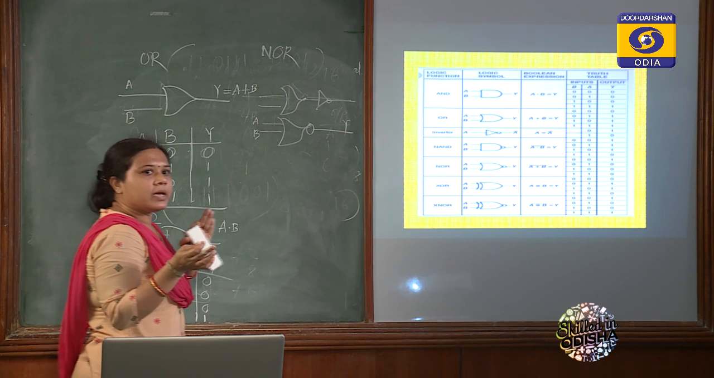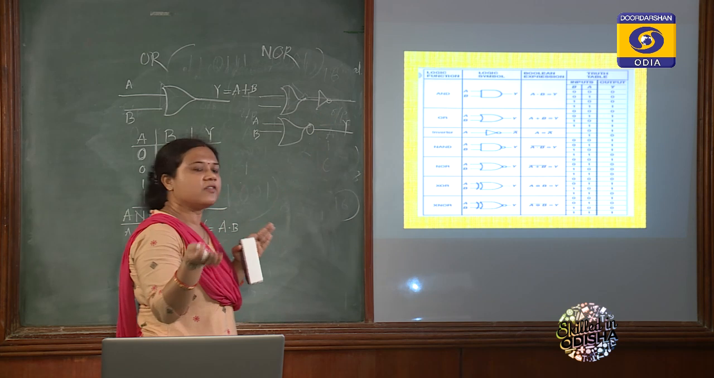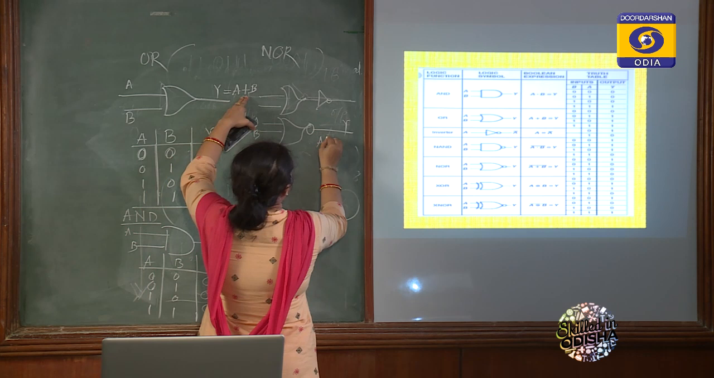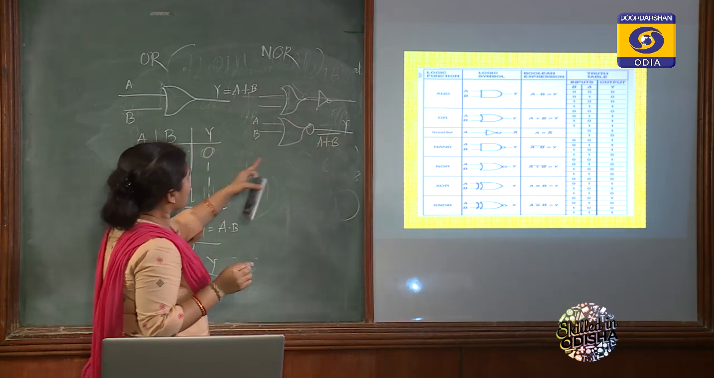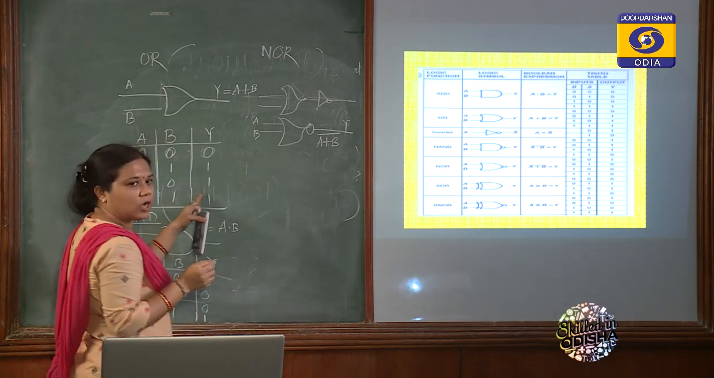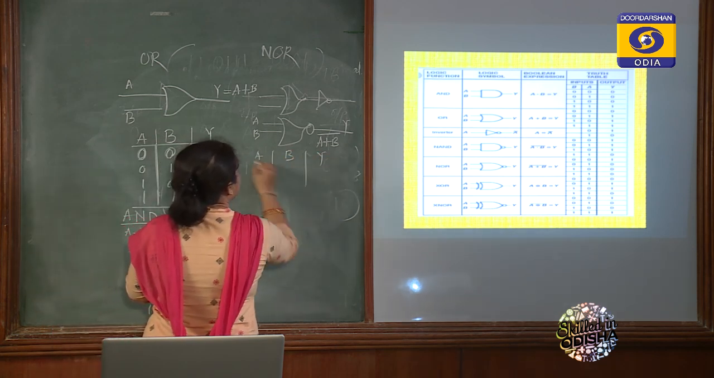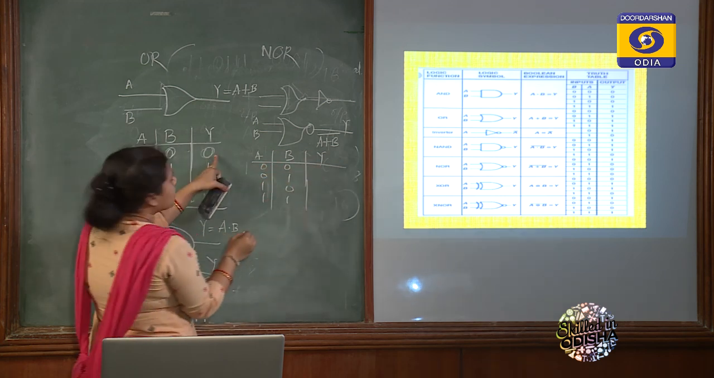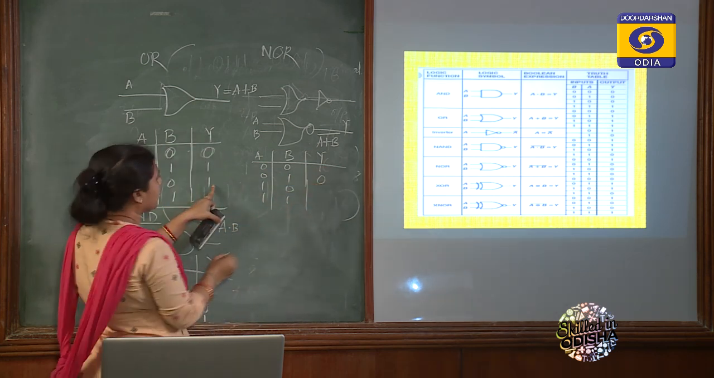So what will happen here? As one inverter circuit is given at the output, it is just the reverse. What is the output here? A plus B, so here it will be A plus B whole bar. So what will be the truth table? Just the reverse, meaning we complement all of this output. This is A, B and this will be Y. The inputs are 0 0, 0 1, 1 0, 1 1. Here the output was 0, so here we will get 1. Here 1, so here 0. Here 1, so here 0.